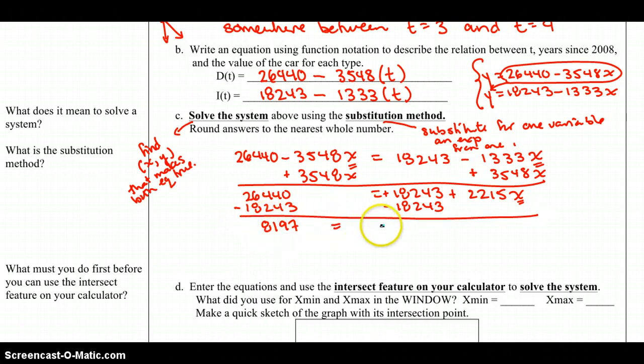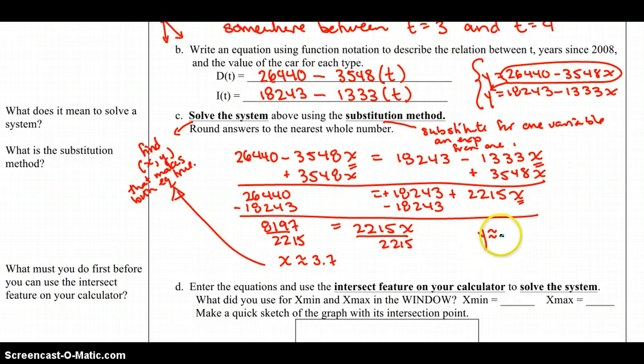8,197 equals 2,215x. And so now we can divide by 2,215, and we get x is approximately, so what do we get if we take 8,197 divided by 2,215? We get approximately about 3.7. But again, we're after to solve the system in ordered pairs, so we still need y.